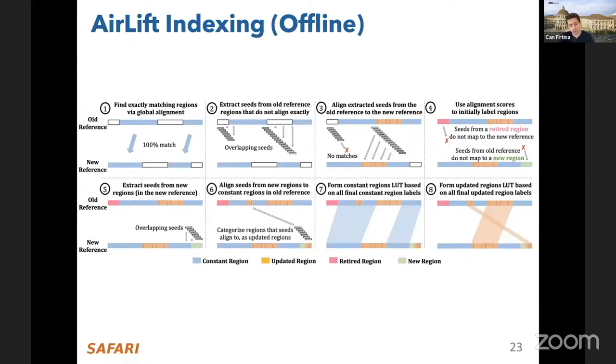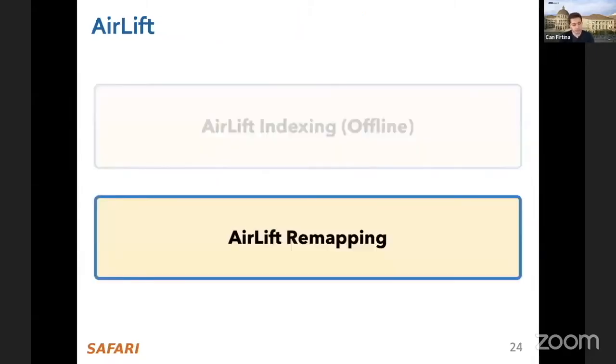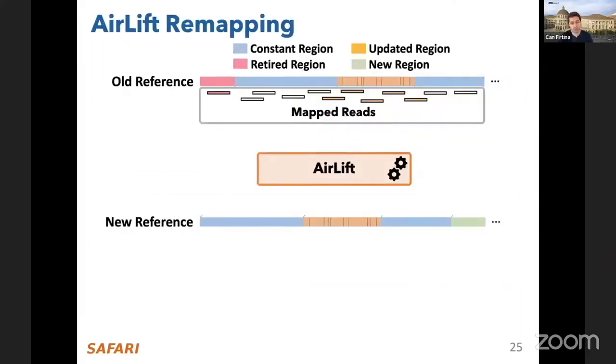This essentially gives us a sort of lookup table, meaning given a particular position in the old reference genome and given a new reference genome, should that particular position be considered a constant region, or an updated region, or a retyped region, etc. So let's then go over the steps that we do when mapping the reads from an old reference genome to the new one by using this AirLift indexing information.